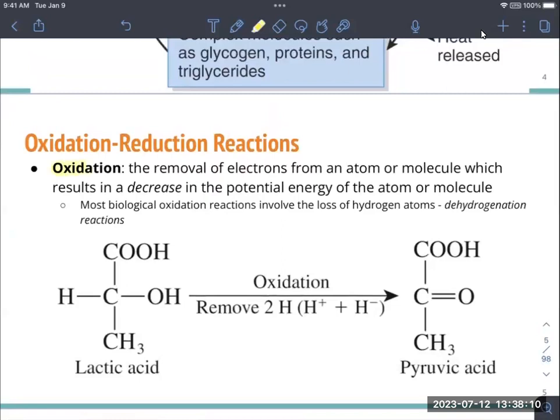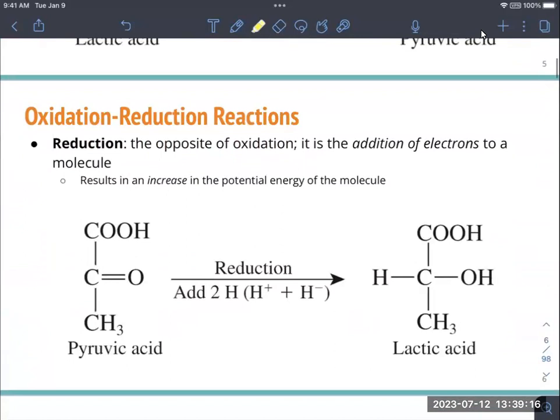So an oxidation reaction is when we remove electrons, and it'll give us a decrease in the potential energy of that atom or that molecule. Most oxidation reactions in our body are known as dehydrogenation reactions. So we take lactic acid, we put it through an oxidation reaction, and we get pyruvic acid. When our muscles are exercising, if we don't use the pyruvic acid that comes out of glycolysis, our body converts it to lactic acid and releases it out into the bloodstream. Our liver and our heart can take this lactic acid. The heart can take the lactic acid and create ATP directly. The liver will take the lactic acid and turn it back into pyruvic acid.